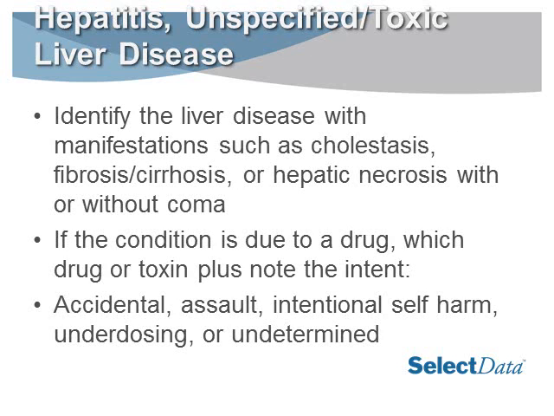For unspecified hepatitis and toxic liver disease, you must identify the liver disease with manifestations such as cholestasis, fibrosis, cirrhosis, or hepatic necrosis with or without coma. If the condition is due to a drug, you have to know which drug or toxin, plus note the intent, whether it was accidental, assault, intentional self-harm, due to underdosing, or if the circumstances were undetermined.